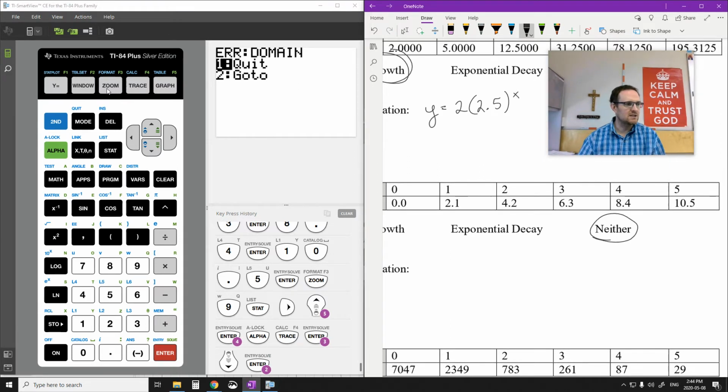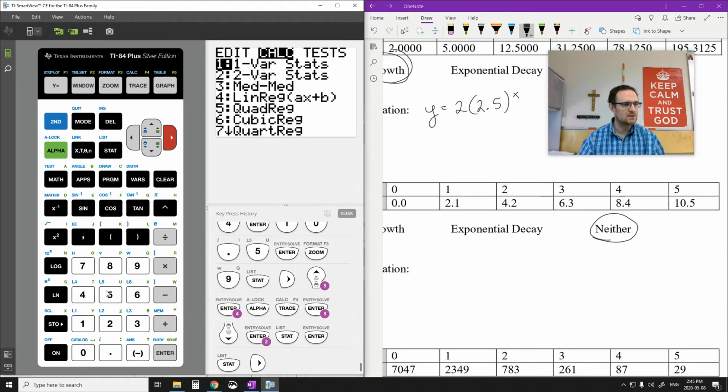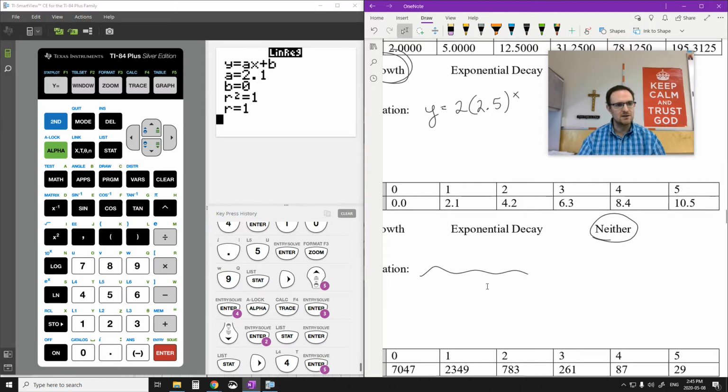If it's a really nice linear one, so if I go back to my stat here, quit, sorry, go stat, go over to calc and do the linear one, the number 4, LinReg AX plus B. I'll probably get a really good equation out of this. Yeah, there it is. Very nice equation, actually. Perfect for a linear equation. So that's neither. I'm just going to get rid of that part. You don't need that part.